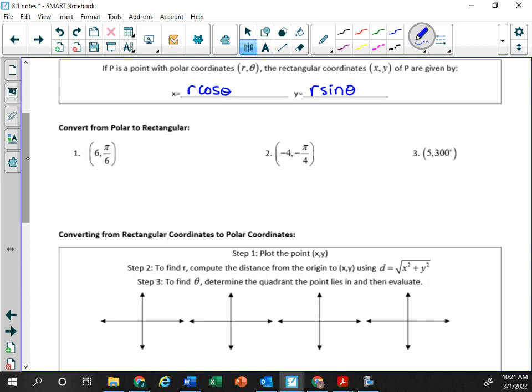So what you'll be given is a problem like number 1 here. I'll tell you the polar point is 6, pi over 3. That means r is 6 and theta is pi over 3. And then I just want you to convert to rectangular. So I just use the formula. X is going to be equal to r cosine theta. So that would be 6 times the cosine of pi over 6.